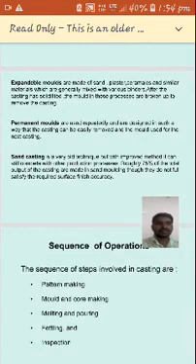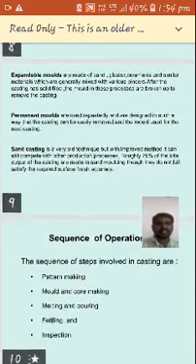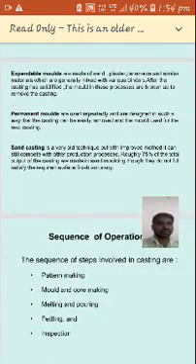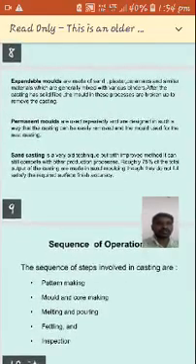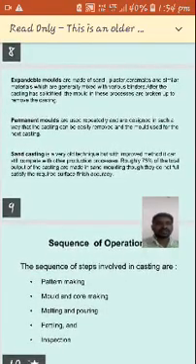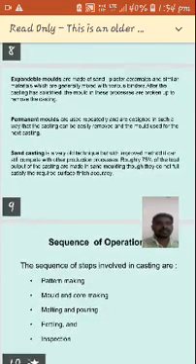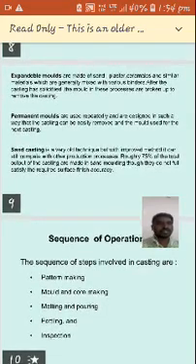Okay. See, expandable molds are made up of sand, plaster, ceramics and other similar materials, which are generally mixed with various binders. After the casting has solidified, the mold in this process is broken up to remove the casting. This type of casting we call expandable casting. So in expandable castings, the mold is broken to remove the casting object. That is called an expandable mold.